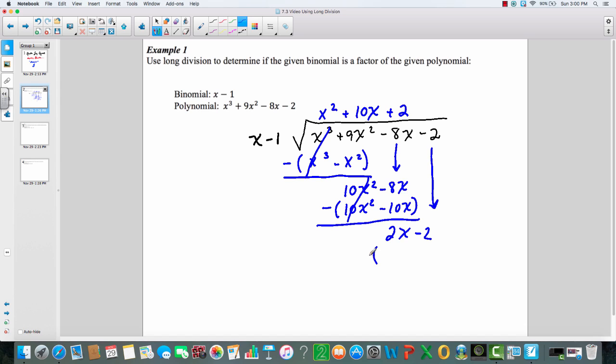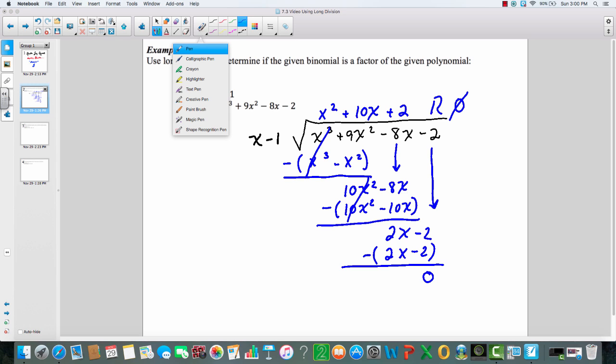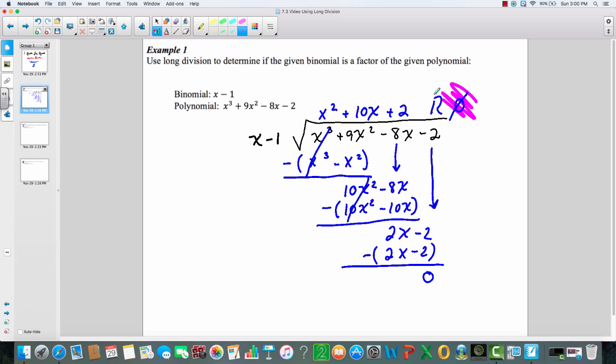And if we do that, check this out. There's no remainder. So, remainder 0. If this happens, this is the key. It's very big, especially for the regions. If that happens, remainder 0, you can definitely say that yes, x minus 1 is a factor of this polynomial function.